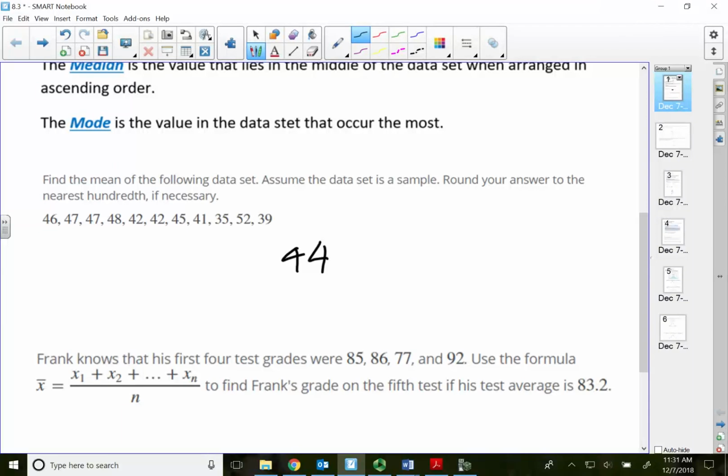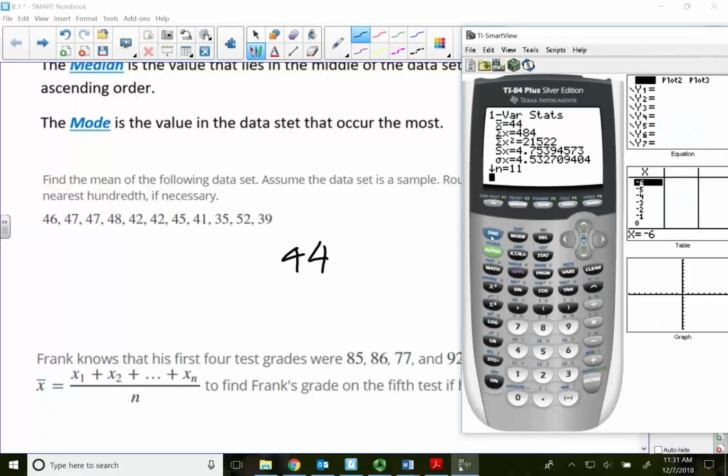If you don't have a graphing calculator, the second way is to simply add up all these numbers: 46 plus 47 plus 47 plus 48 plus 42 plus 42 plus 45 plus 41, 35, 52, and 39. Add them all up, and then divide by how many I just entered: 3, 6, 9, 10, 11. Divided by 11, I get the same thing, 44. Two different ways to do it, but I do want to show you how to do it in the graphing calculator, which we're going to continue to do in a little bit.